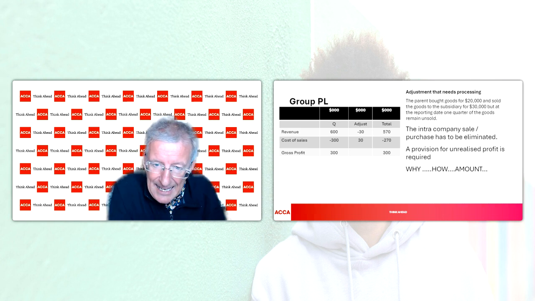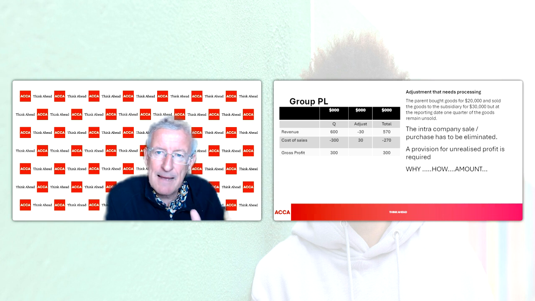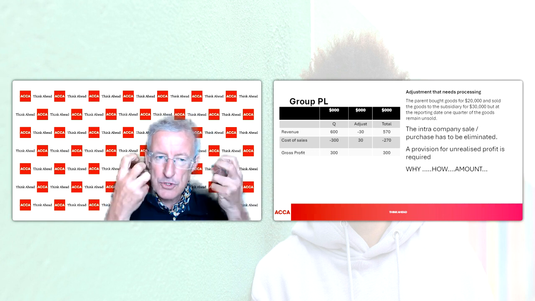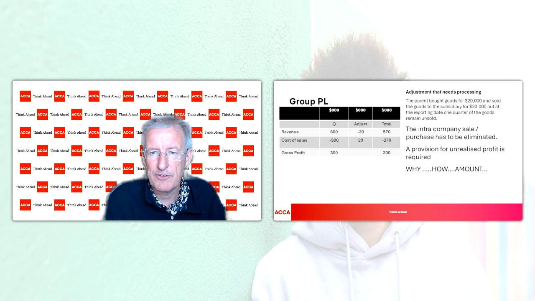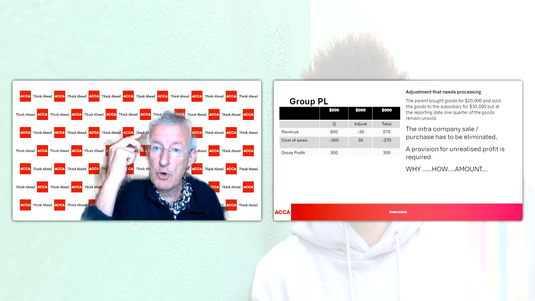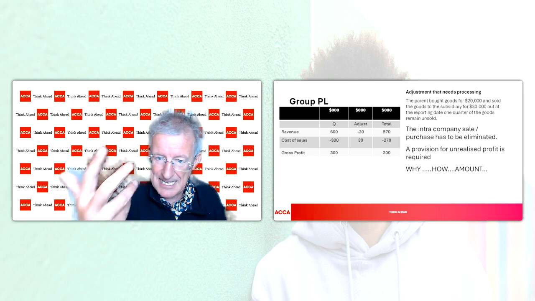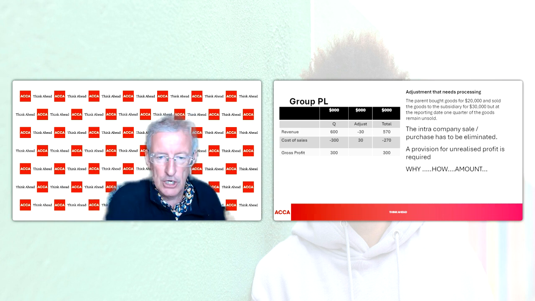Now I'm thinking about the provision for unrealized profit. In order to explain the provision for unrealized profit, I'm going to talk about why, I'm going to talk about how, and I'm going to talk about the amount. Because it may well be in the exam, you have to earn the marks for doing that.